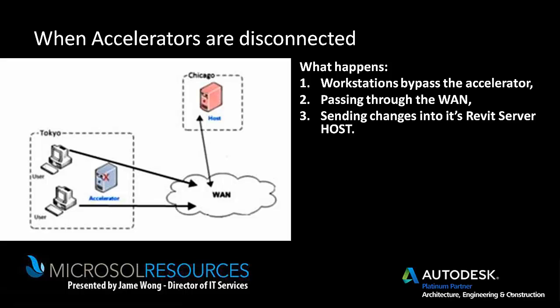We just mentioned that the Revit user workstations actually have a connection to both the accelerator and the host. So what happens when the accelerator is disconnected? Well, the workstation will bypass the accelerator and, passing through the WAN, send changes to its Revit Server host. You'll notice that when the user does this, performance will be diminished.